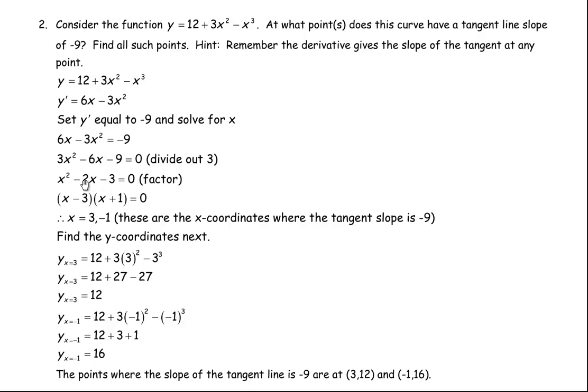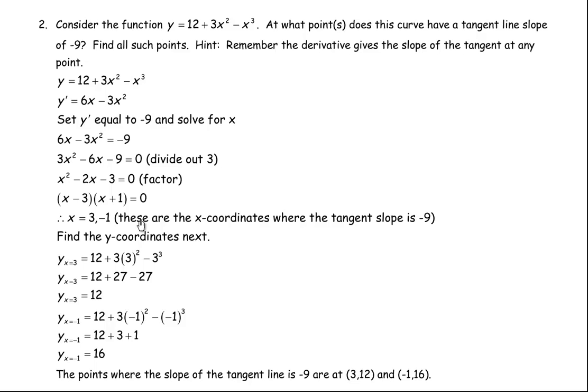So look for two numbers that add to negative 2 and multiply to negative 3. And that would be negative 3 and 1. So this would factor into x minus 3 and x plus 1. So we set that factor to 0, we get 3. This factor, we get negative 1. So it appears that there are two places where the tangent line has a slope of negative 9.